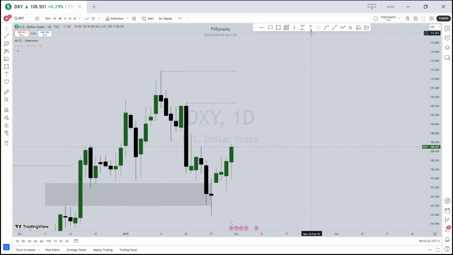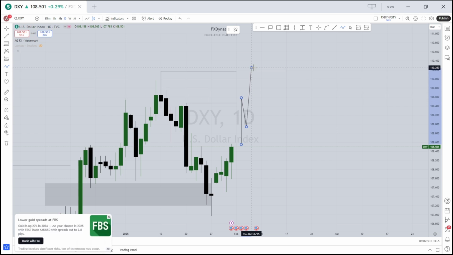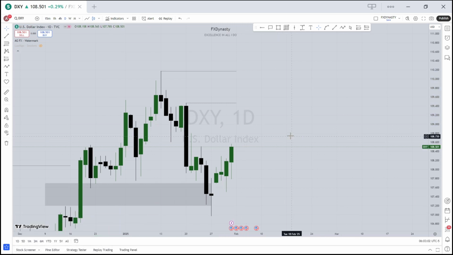So coming next week, we should be anticipating price to continue pushing to the upside to potentially take out this high, maybe do some minor retracements and potentially take out this overall high here. So for me, this is just what I'll be looking out for on DXY.